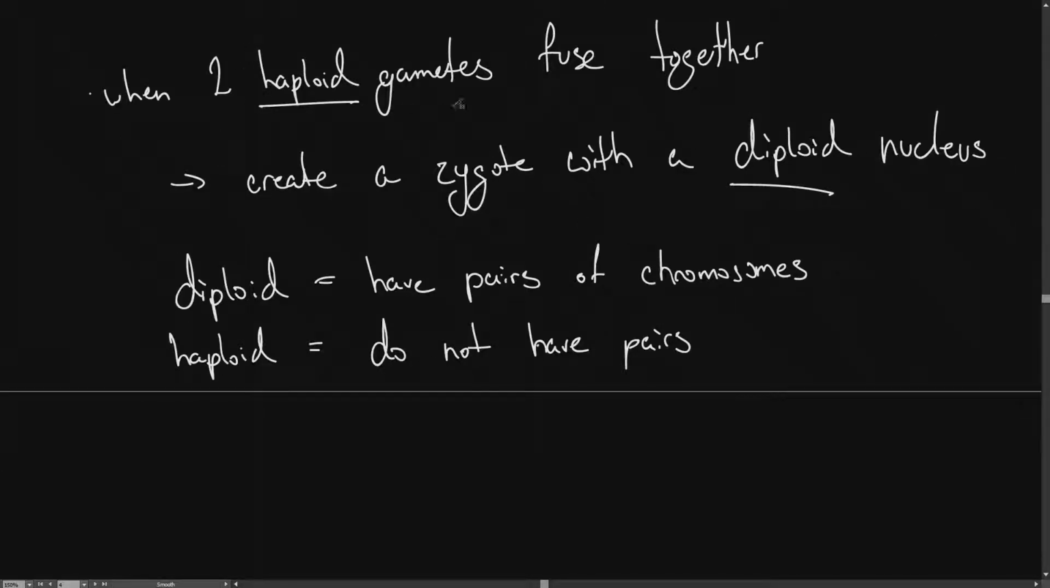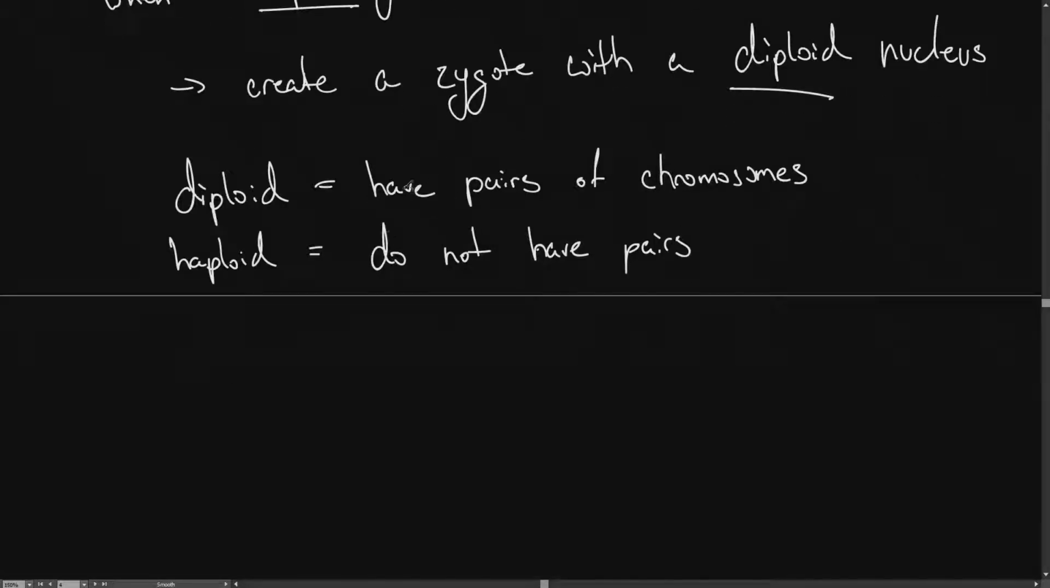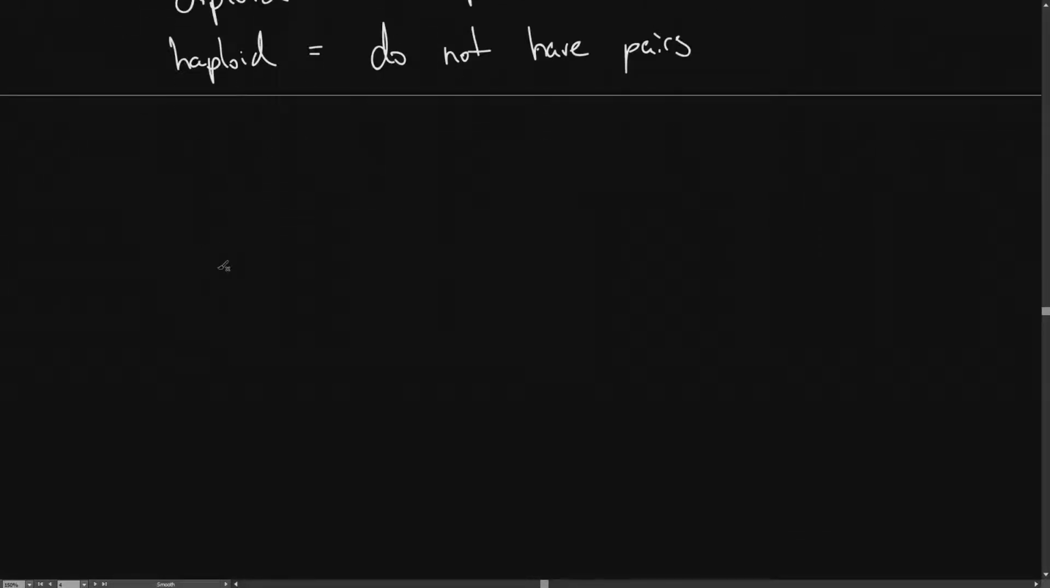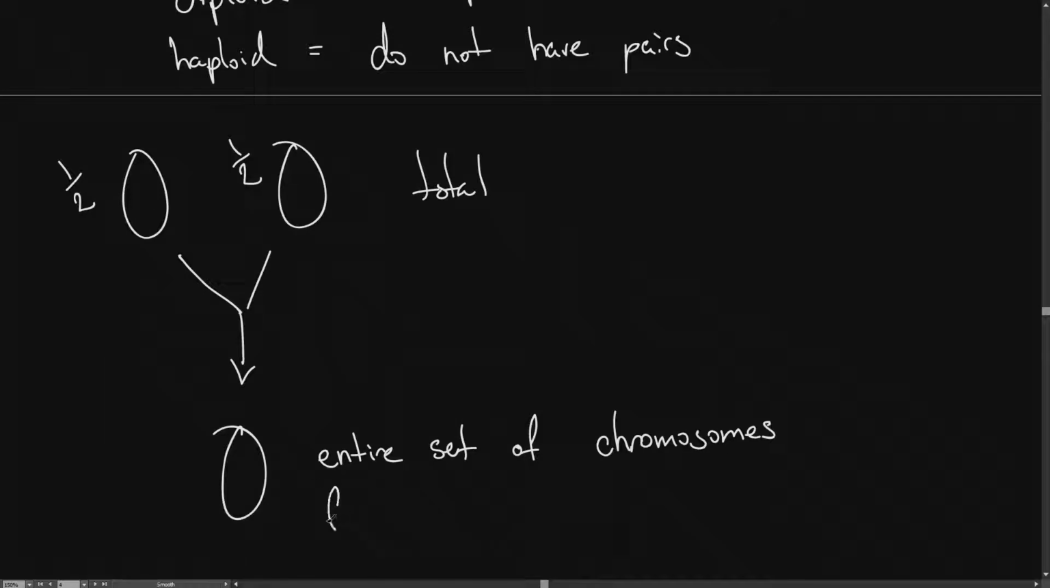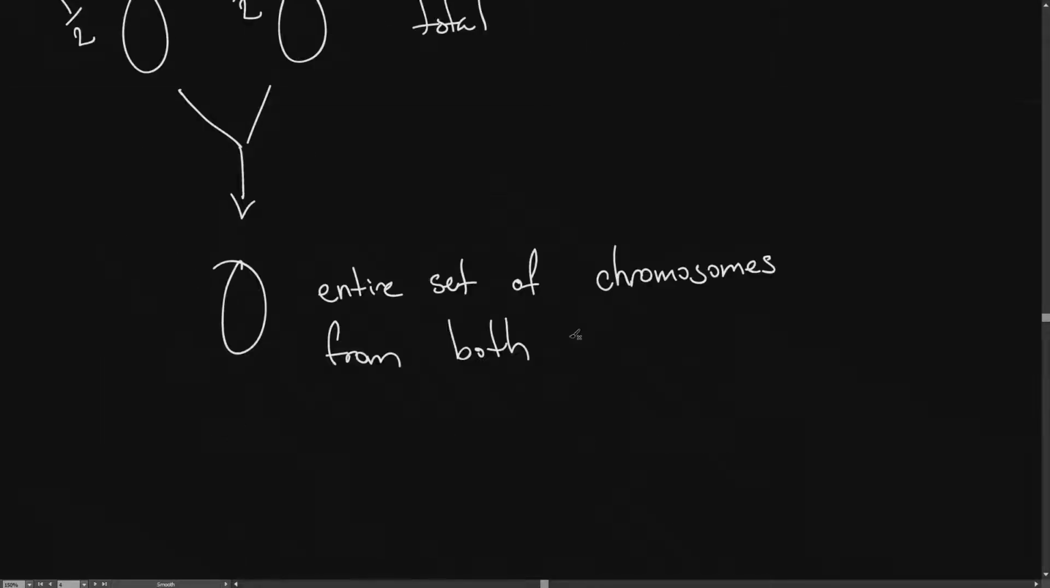So when we're talking about 2 haploid gametes fusing together, we can visualize this by looking at 2 sets of chromosomes that will fuse together to create one set, and each of these sets will have a half of the total of chromosomes that the final diploid nucleus will have. So this will have the entire set of chromosomes from both haploid gametes.